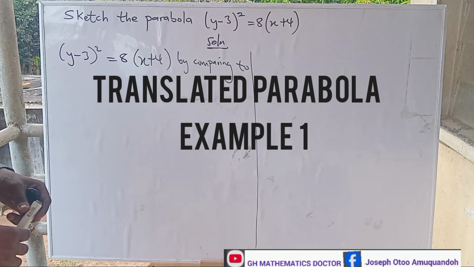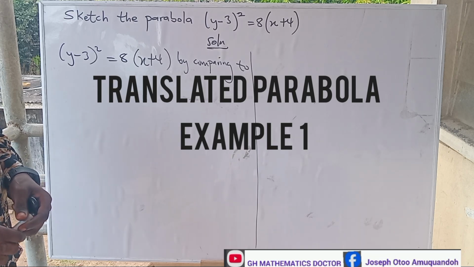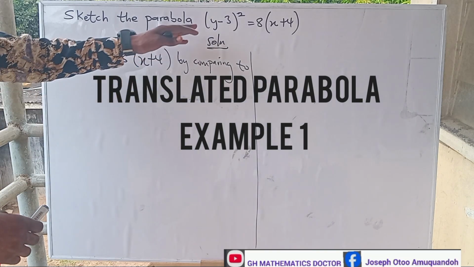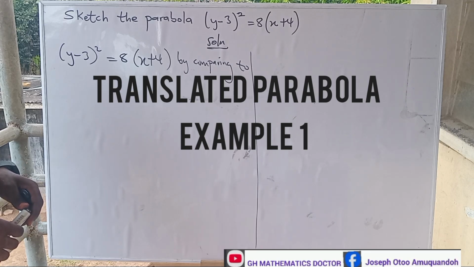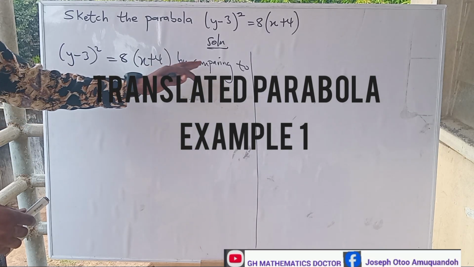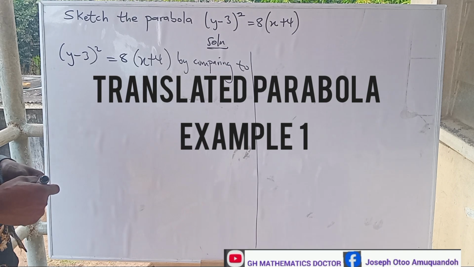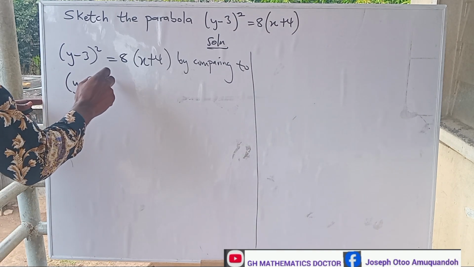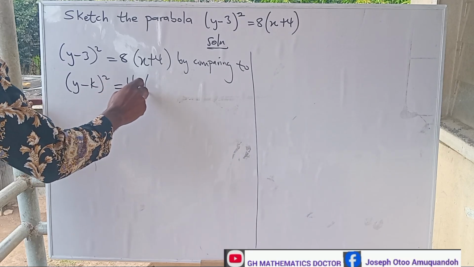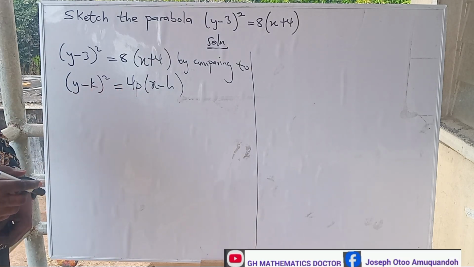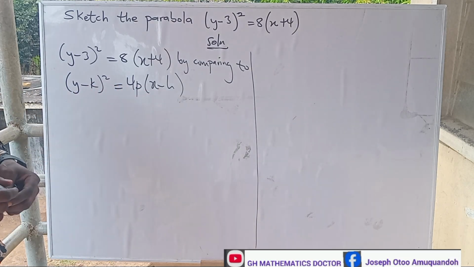Today, you are going to learn how to sketch a translated parabola. So there's a question on the board, and you need to compare this parabola equation to one of the standard parabola equations. When we compare our question here to one of the standard parabola equations, you need to choose (y minus k) all squared equals 4p(x minus h). So this describes the parabola being open to the positive side of the x.